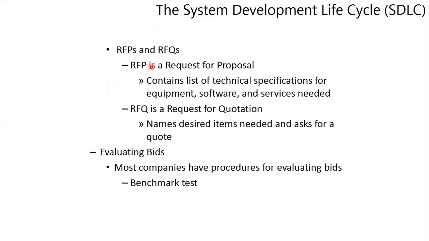RFPs and RFQs. An RFP is a request for proposal, which contains a list of technical specifications for the equipment, software and services needed. An RFQ is a request for quotation, which names the desired items needed and asks for a quote. Evaluating bids: most companies have a procedure for evaluating bids, using benchmark tests so that they can get optimized results. By spending less cost, they have the best output.